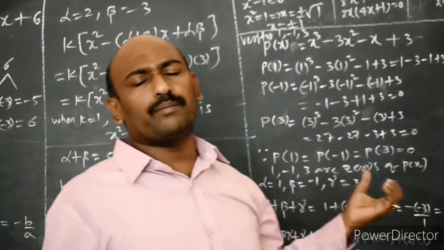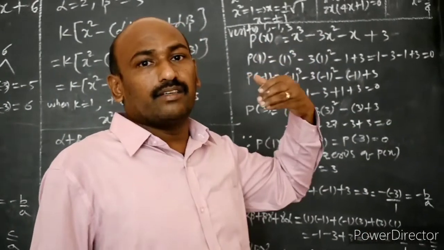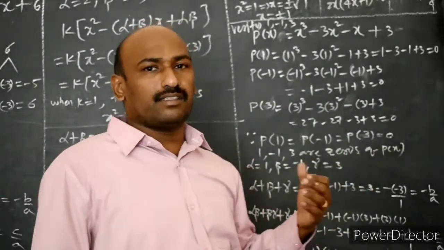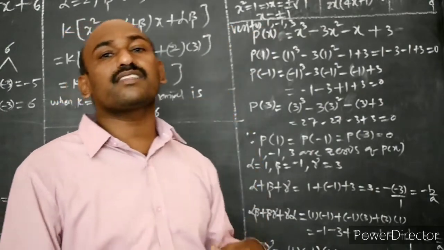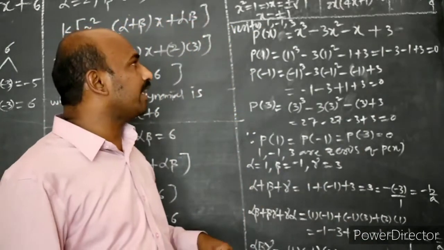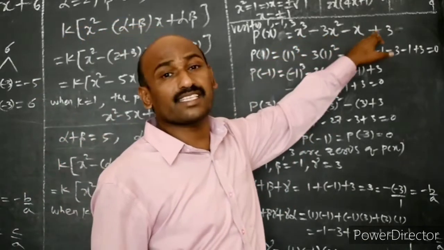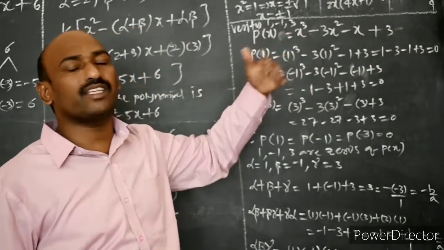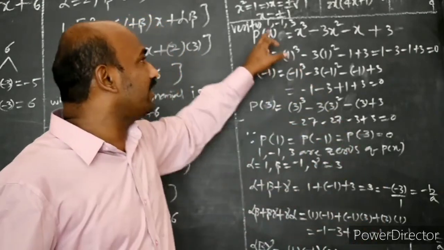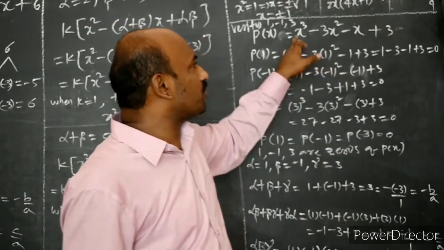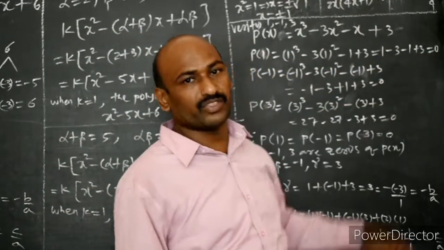If you go with the cubic polynomial, in cubic polynomials we cannot directly find the zeros. We need to go with the trial and error method or synthetic division method. But sometimes they can give the zeros directly, and we verify the relation between the zeros and coefficients of the cubic polynomial. Here in this cubic polynomial x cube minus 3x square minus x plus 3, they can give the values 1, minus 1, 3 and ask whether they are the zeros or not. How can we verify? Simply replacing x by 1, we can get the p of 1 value. Substituting 1 in the place of x, the p of 1 value is 0.